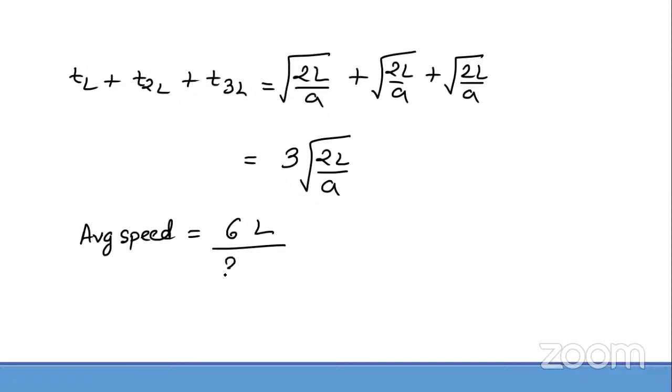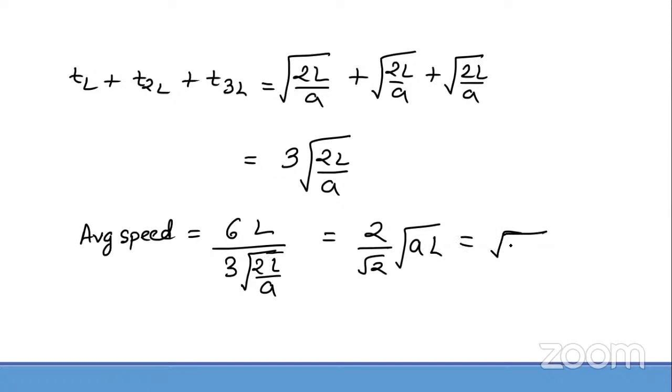What's the total time? This is 3 under root 2L by A. Okay, fine. So what's the answer we are getting? Anyone of you, what's the answer we're getting? If we solve it, we are getting this factor as 2. This is under root 2. This will be given as under root A. When you solve it completely, this will be A upper, and this will be under root L. This will be root 2AL. Root 2AL.